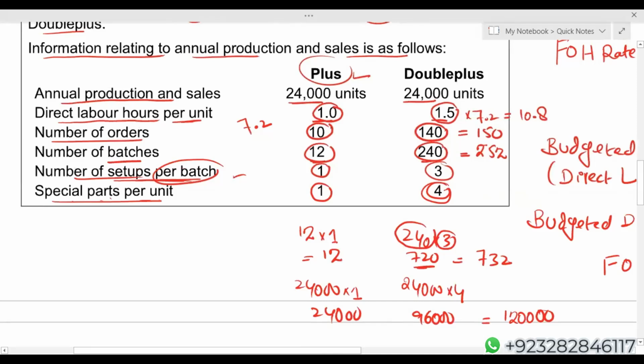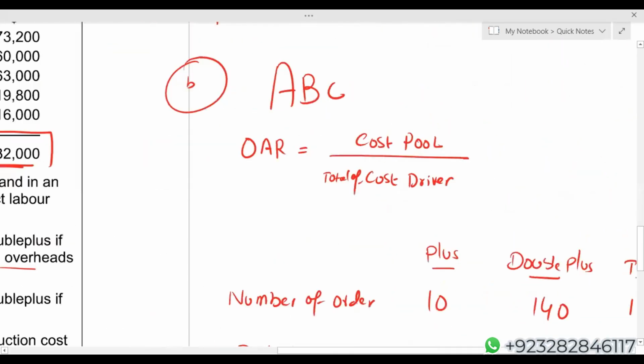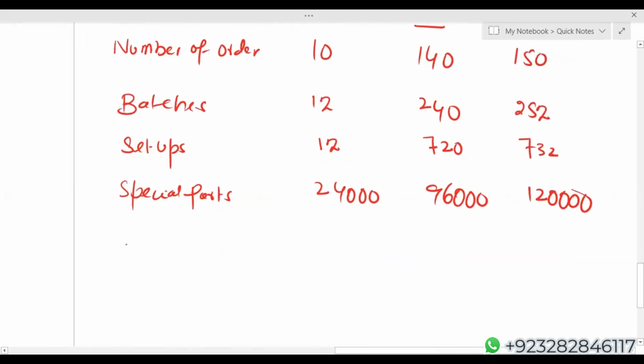Direct labor hours per unit there is also. Plus needs 1 hour per unit and double plus needs 1.5. So 24,000 into 1.5, I'll get 36,000. Let's calculate direct labor hours as well. 1 unit of plus needs 1 direct labor hour, so total direct labor hours are 24,000, and 1 unit of double plus needs 1.5 hours. So 24,000 into 1.5 gives us 36,000. And total direct labor hours, we know that it is 60,000.